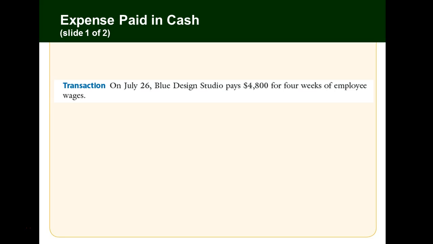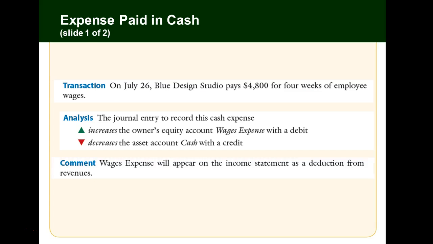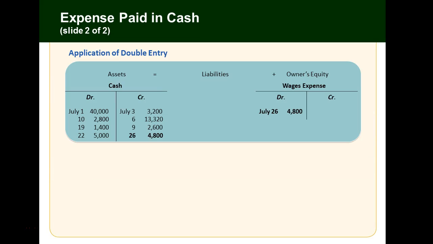Next, on July 26th, Blue Design Studio pays $4,800 for 4 weeks of employee wages. So these wages have been fulfilled. Now Blue Design needs to pay the salaries. What happens here? Cash goes down. Expenses go up. So as you see here, our cash of $4,800 gets decreased or credited.